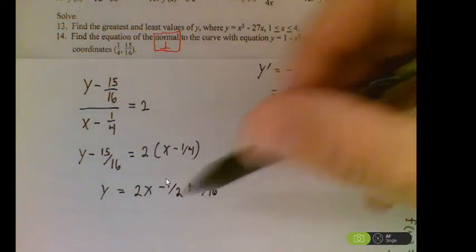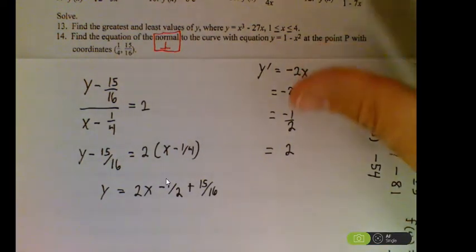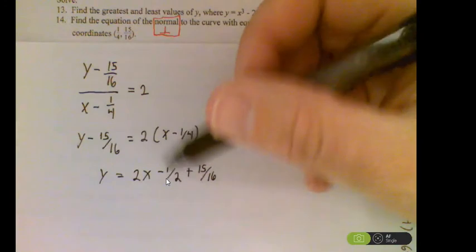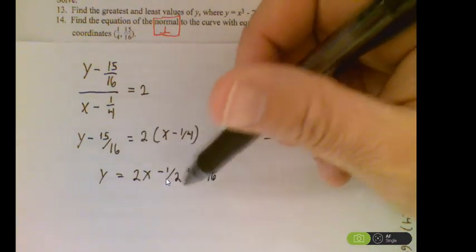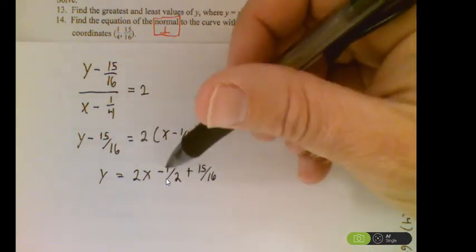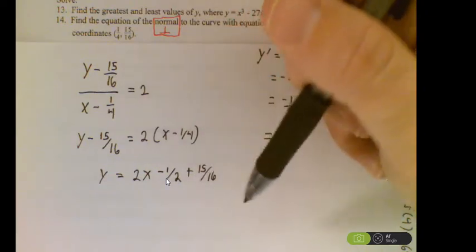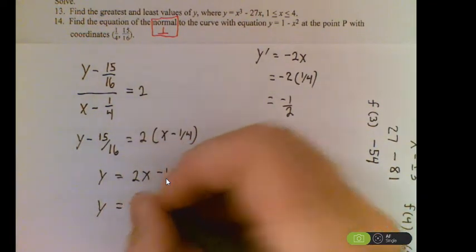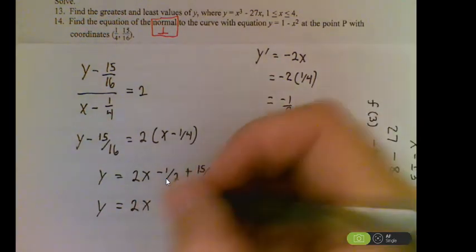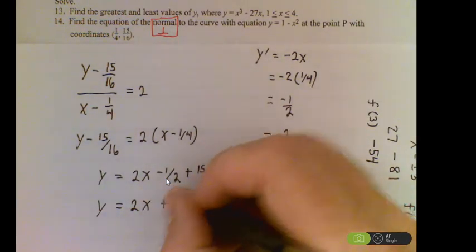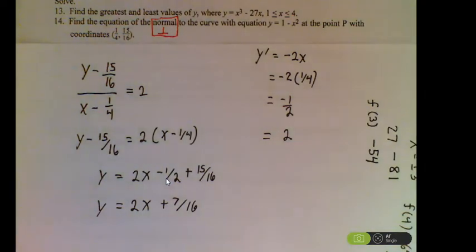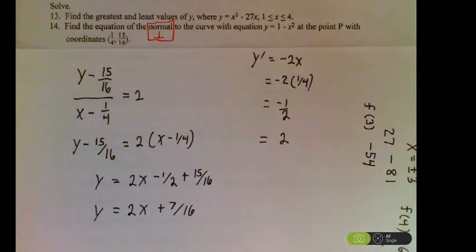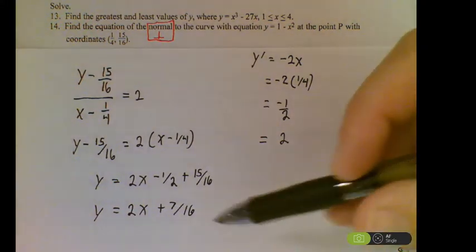And of course that could be done in your calculator and still maintain the fraction. Or you can just create common denominators. If you think of this as 8 over 16, so negative 8 over 16 plus 15 over 16 would give you 7 over 16. Remember, just formatting is really important on this. So if the directions didn't say otherwise on a test, this would be an accepted answer.